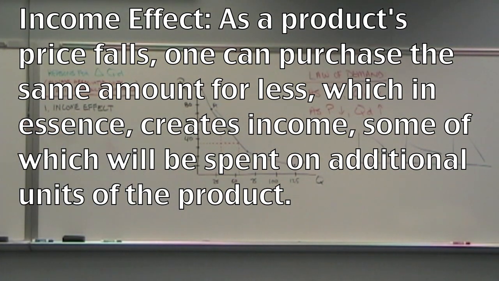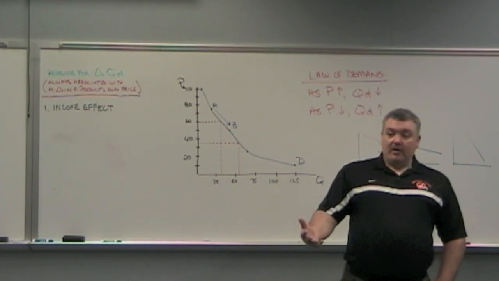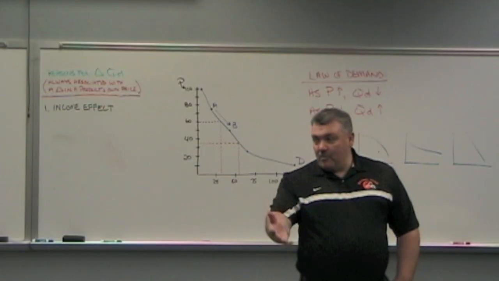As the product's price falls, you can now purchase the same amount for less, which in essence creates income, some of which will be spent on additional units of the product. Okay. So I get a deal on something, I was expecting to pay more. Now I've got more money in my pocket, I buy more of it.